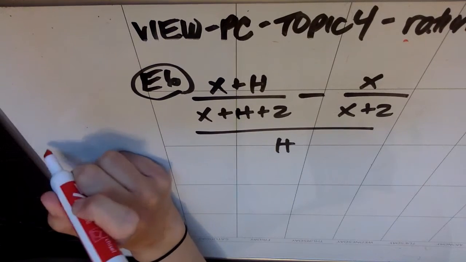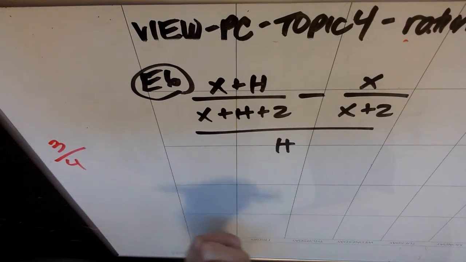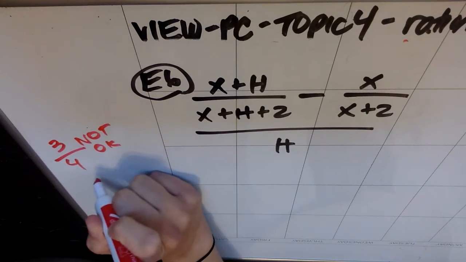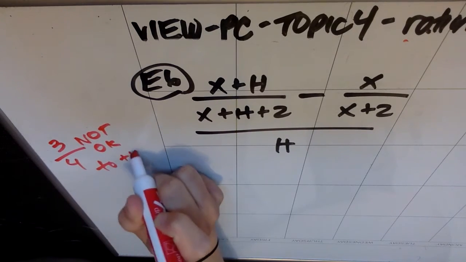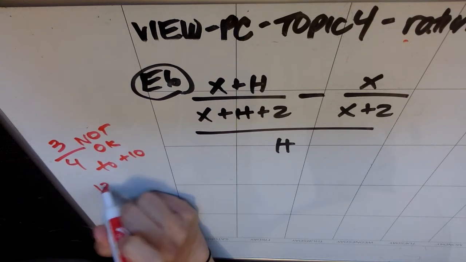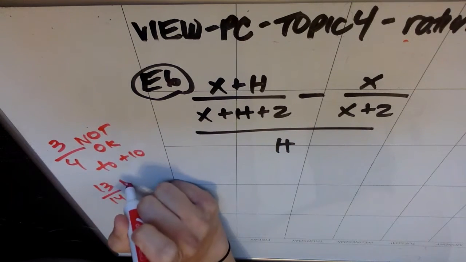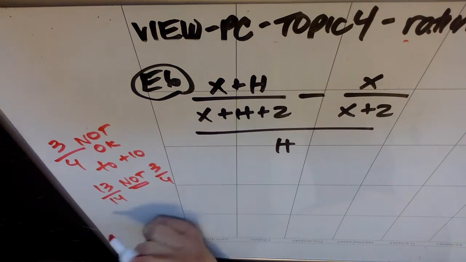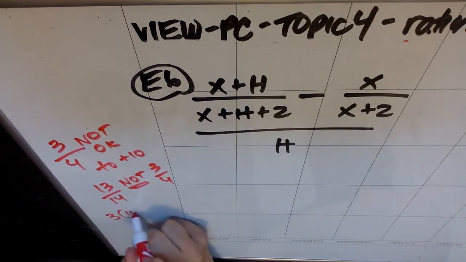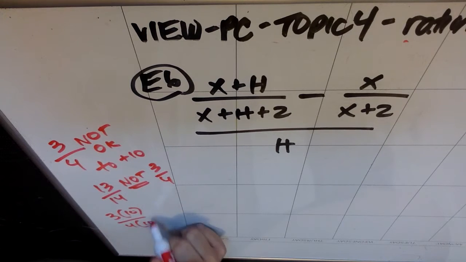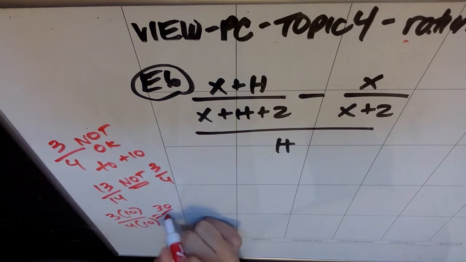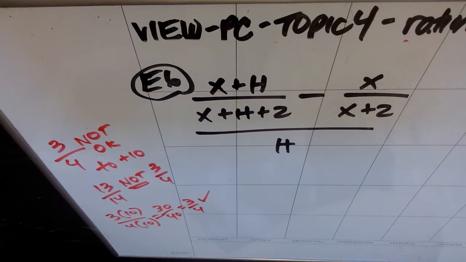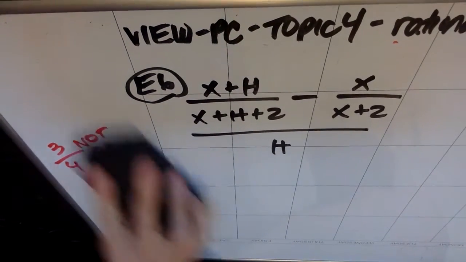So let's say that I have 3 over 4, right? So it is not okay to just add 10 on both floors, right? So 13 over 14 is not 3 over 4, right? You can times by 10 over 10, right? So like if you did 3 times 10 and 4 times 10, you'd get 30 over 40. Well, that is 3 over 4. That's okay, right? But you can't add a number to the denominators and the numerators. That's not how it works.